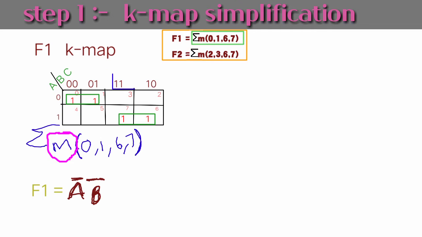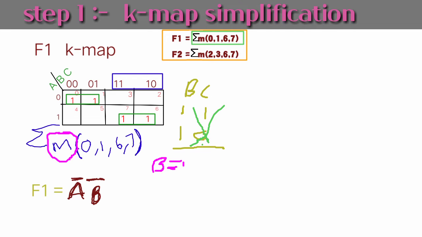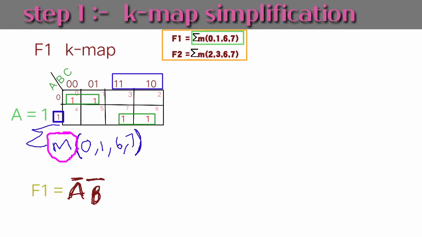Same as the second pair, the values are 1, 1, 1, 0. In that, the right side, 1, 0, is cancelled, then B equals 1. Then for the second pair, A equals 1. Then F1 equals A bar B bar plus AB.